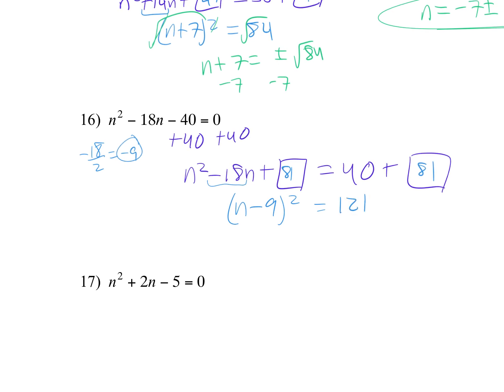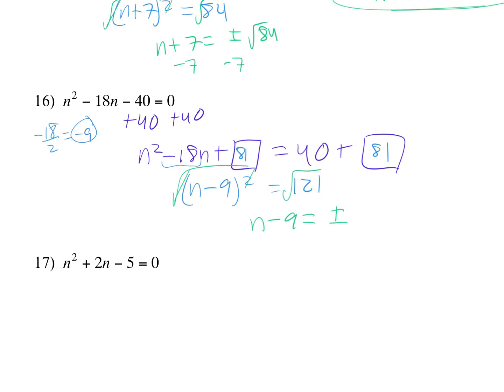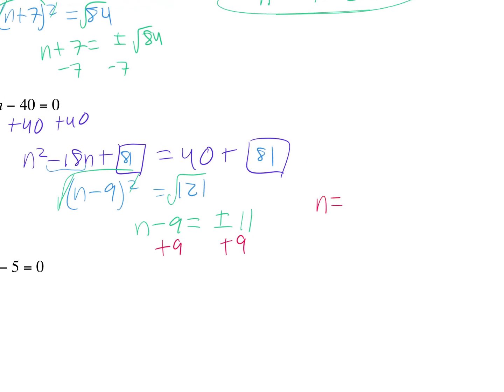All right, and then once it's factored, we want to take the square root of both sides. All right, and then cancel the square root and the square. We get n minus 9 equals plus or minus. We can simplify this right away, right? Square root of 121, you should be able to recognize that that's a perfect square, right? It's 11. All right, and then the last thing we want to do is get the n by itself, right? Plus 9 plus 9. And then we get n equals 9 plus or minus 11.